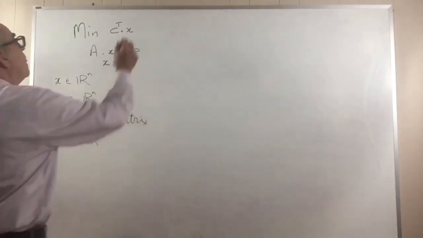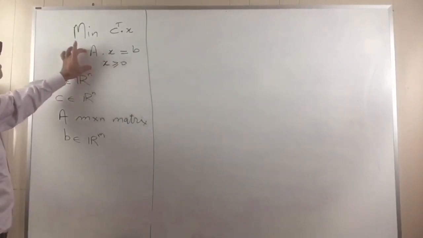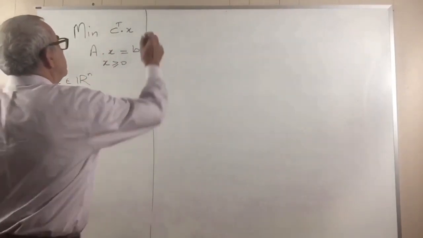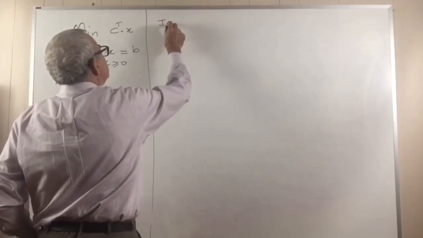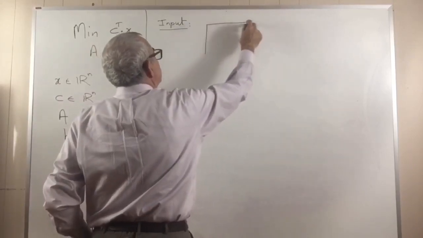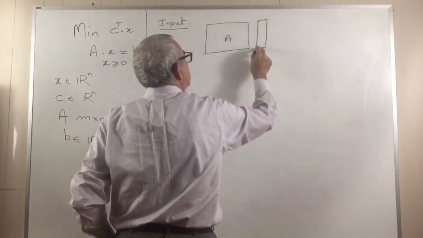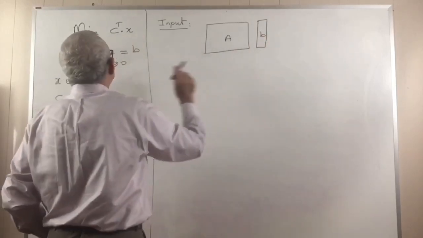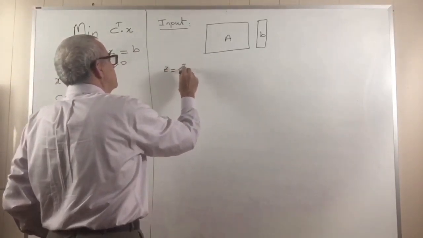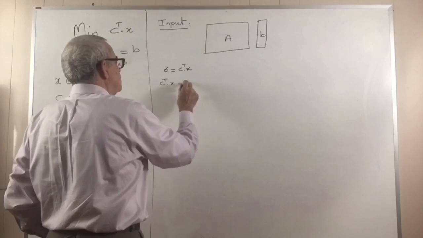So that's what we are trying to do. We want to find the X that satisfies this equation and also makes this expression the smallest possible. If you want to program this, you're going to set an input: your matrix A, your right-hand side B, and then I'm going to add another equation representing the objective function. So I'm going to write Z equal to C transpose X, or C transpose X minus Z equal to 0.